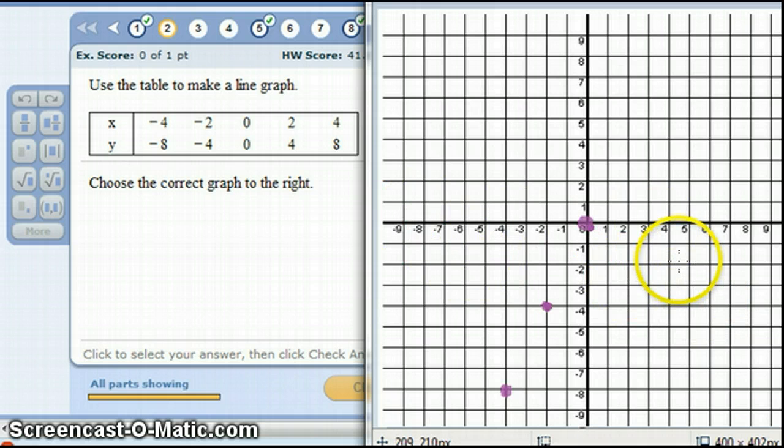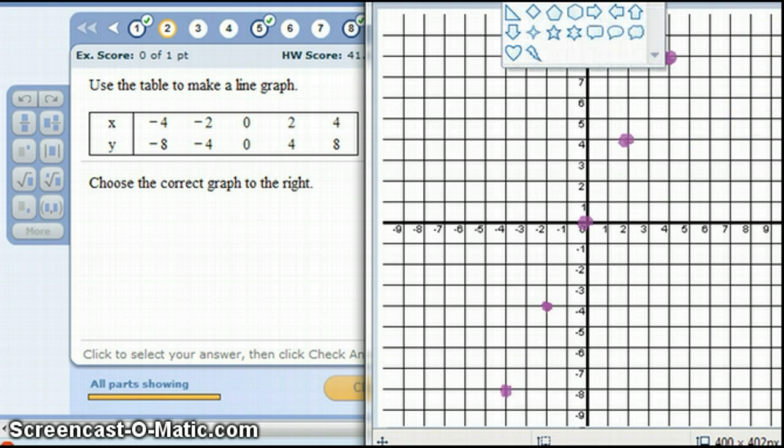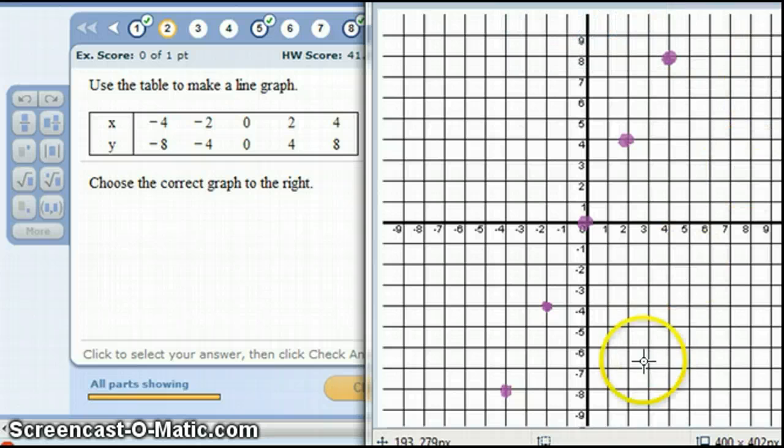2, 4, I'm going to go right 2 and up 4 to this point. And then 4, 8, right 4 and up to 8. So you can see that these do actually line up to form a line. They'd all be on the same line. But we're not going to do our line extending. We're just going to connect from one point to the next.